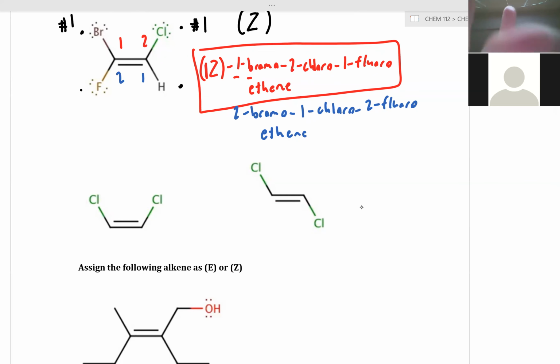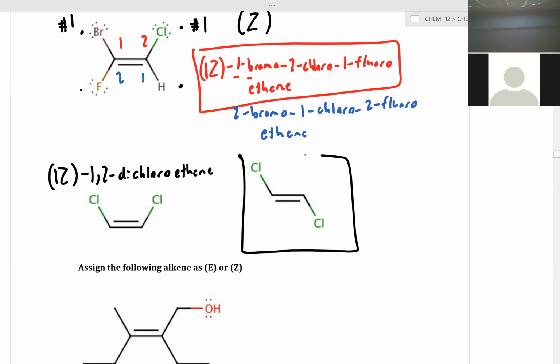Let's now just recap the following. So looking at this structure here, is the alkene E or Z? Is this alkene E or Z? So the structure that I've boxed, is it E or Z? Our high priority groups are on the same or opposite sides? They're on the same side. So this would be Z or 1Z, 1,2 dichloroethene.